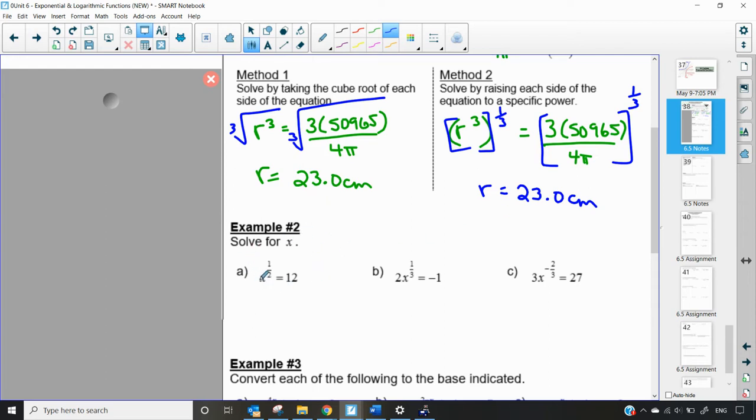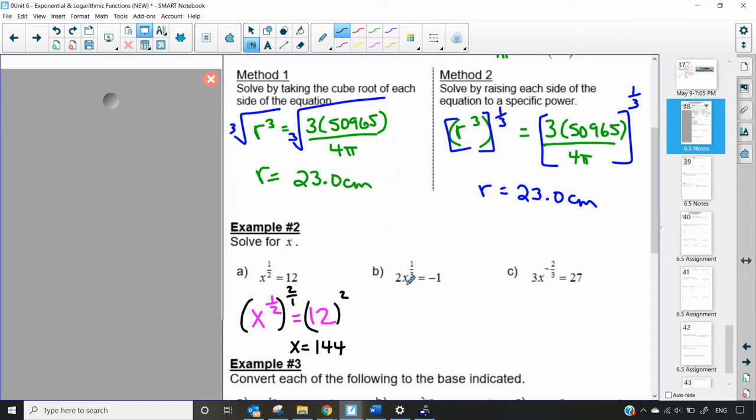So our first example here, we have x to the 1/2 equals 12. Well, our goal is to get x by itself, meaning we need it to be x to the 1. And so the way that we're going to do that is to raise our power to the reciprocal exponent. So I have x to the 1/2 equals 12. And to get x to just be x to the 1, we're going to raise this to the reciprocal power of 2. And so that's going to leave us with x equals 144.